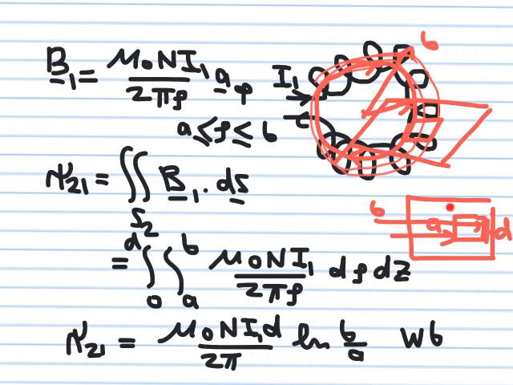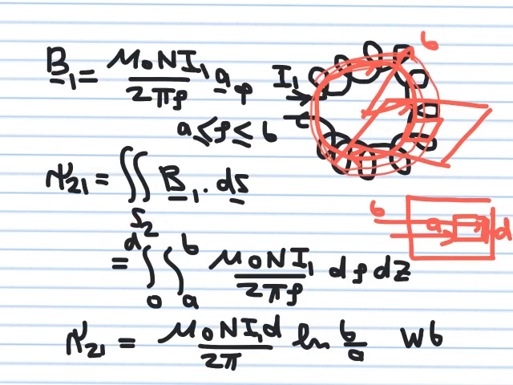There is no magnetic field B1 here. It only exists in this part where the toroidal coil cuts through the surface of the rectangular coil. This is why I have these bounds here.